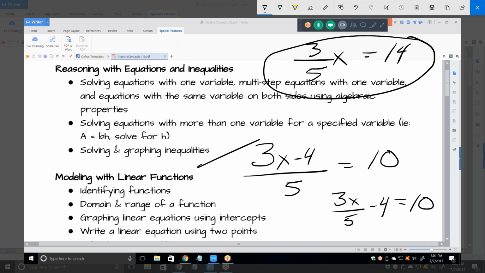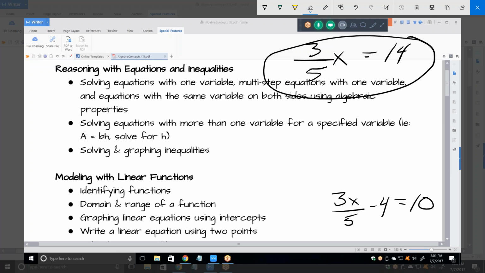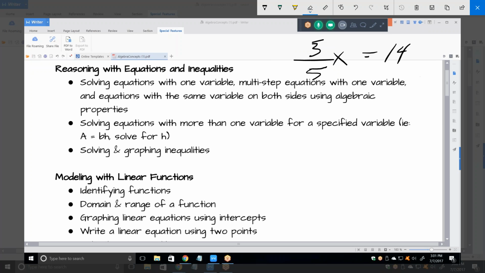Now what's the next step from that? Multiply by 5. Okay, that's fine. So the next line is 3x equals 70. And the last step? Divide by 3. Okay. All right. I think you got that. You know how to solve equations in one variable. And that's what that first thing requires.